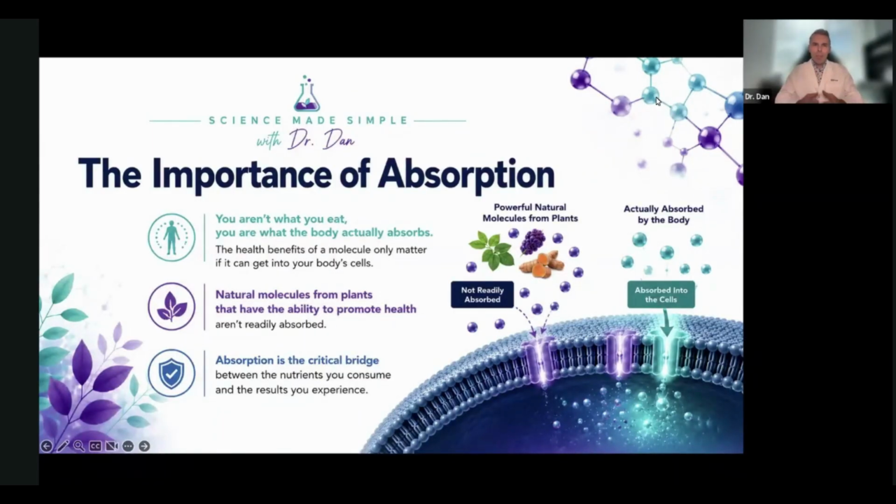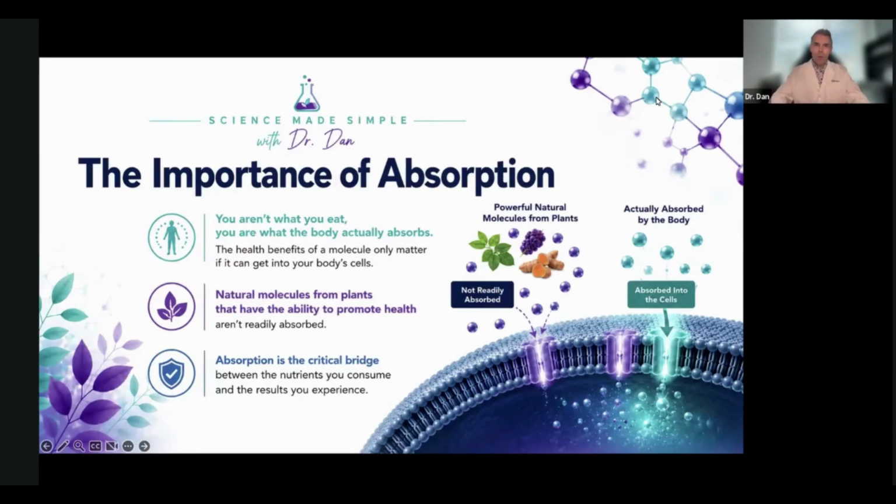I've said it many times, but if you haven't heard it, really the core premise is you aren't what you eat, you are what your body actually absorbs. This is an important thing because the body has millions of chemical processes that it performs every single second. That's called the metabolism of the body, and it uses metabolites, or molecules. And these molecules are not all the same. Some molecules are more absorbable than others. And so in order to be effective, they need to get into the body and into the cell.